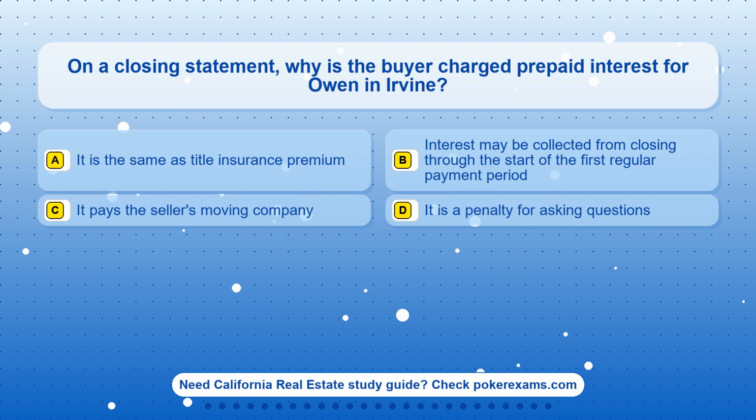Question 25. On a closing statement, why is the buyer charged prepaid interest for Owen in Irvine? Option A. It is the same as title insurance premium. Option B. Interest may be collected from closing through the start of the first regular payment period. Option C. It pays the seller's moving company. Option D. It is a penalty for asking questions.